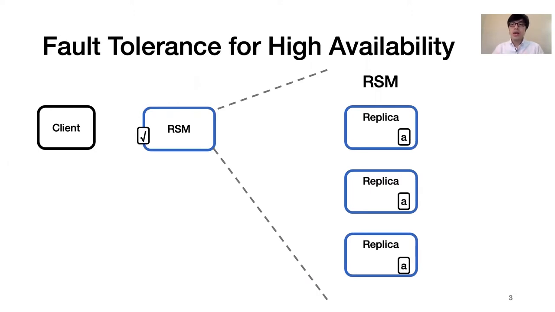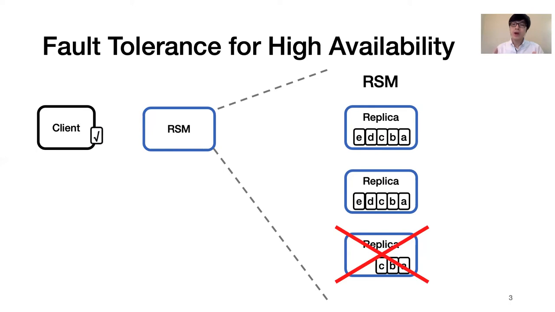Replicated state machines achieve fault tolerance by starting each replica in the same initial state and then moving them through the same sequence of states by executing commands in the same order. Thus, if one replica fails, the state is still available on the other replicas that continue operating the service.